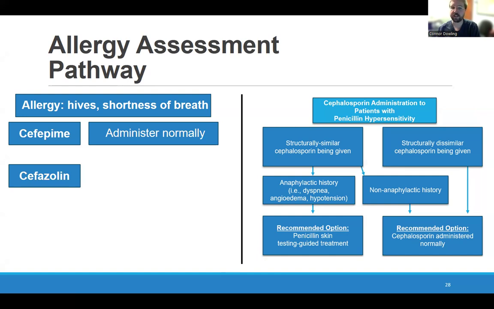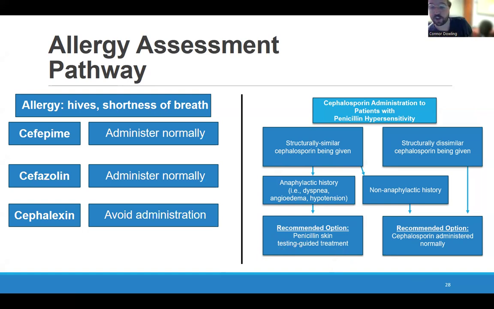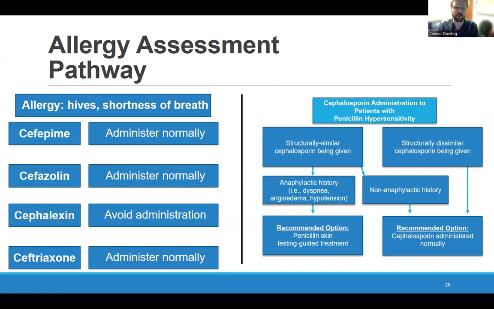Cefazolin, it has its unique side chain. It is dissimilar from amoxicillin. It can also be administered normally. Cephalexin, on the other hand, we really would want to avoid administration, as this is going to be our anaphylactic history, a structurally similar cephalosporin being given. This is where we're going to recommend giving penicillin skin testing guided treatment, but here we're just going to avoid our administration completely, as that's not routine practice for our inpatient adults at Norton Healthcare. Finally, ceftriaxone, like cefepime and cefazolin, has a dissimilar side chain from amoxicillin. We can go ahead and administer that normally.